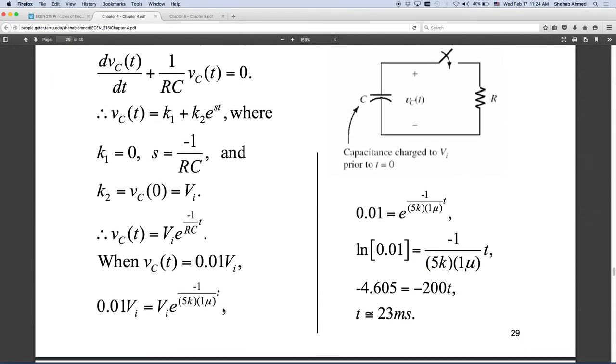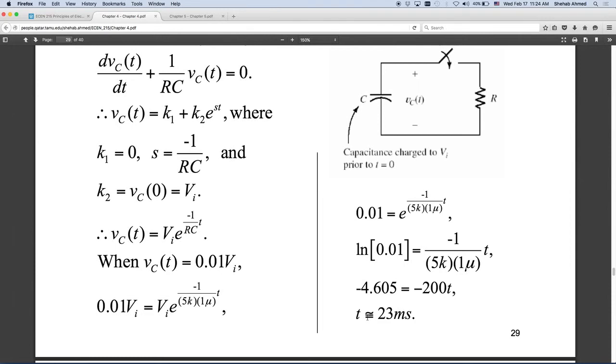So we have our equation that we like. This is the format of the solution. K1 is equal to 0 because K1 is equal to B over A, and B is 0. S is equal to minus A, so it's minus 1 over RC since A is equal to 1 over RC. And K2 is equal to the initial condition minus B over A. B is 0, so K2 is equal to the initial condition. Initial condition, they told us, is equal to VI. So our solution is the capacitor voltage equal to VI e to the minus t over RC. We equate that solution to 0.01 VI and solve for t. That's what we did here.